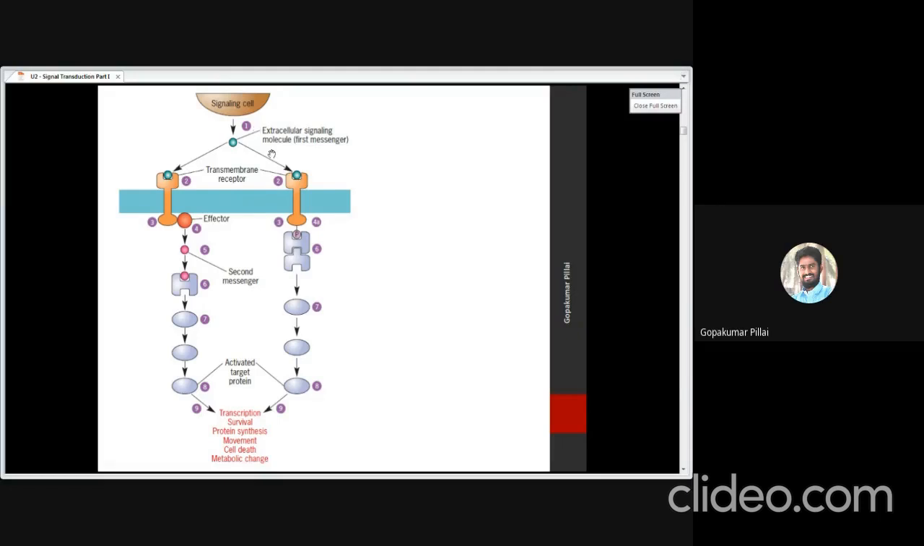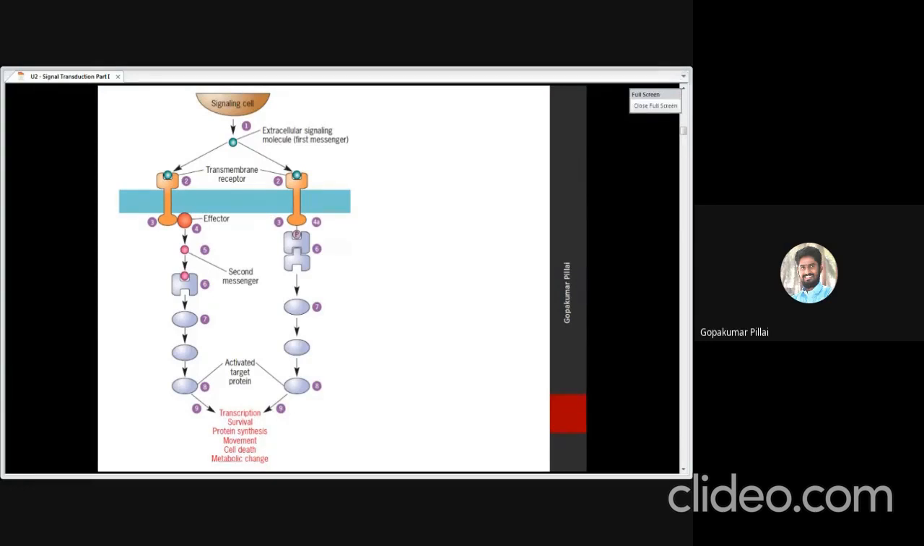What you understand by this is that the cell which decides to communicate with another cell has to first synthesize a cell signaling molecule, which is nothing but an extracellular messenger. Why is it called an extracellular messenger? Because it is synthesized and released into the extracellular space. After getting released, it will interact with the receptor of another cell and pass on the signal to that particular cell. That is why it is referred to as an extracellular messenger.